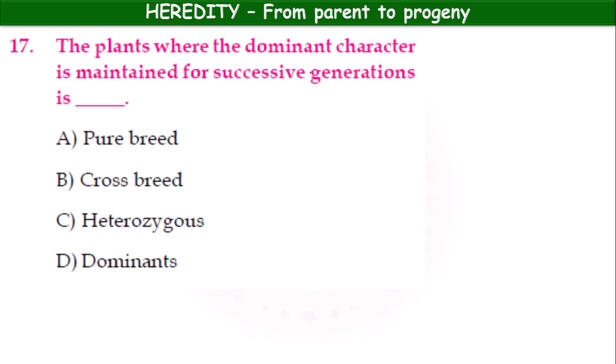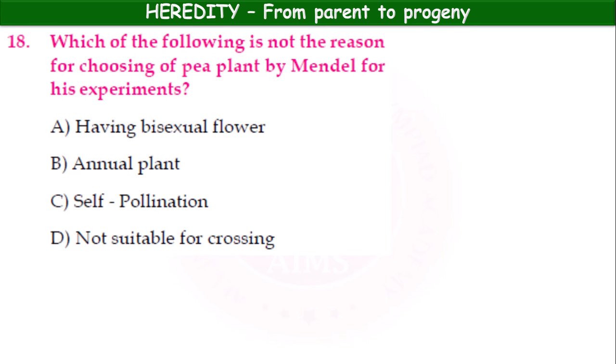The plants where the dominant character is maintained for successive generations is pure breed, crossbreed, heterozygous, dominants. Which one? Pure breed. Capital T, tall, small t, that is dwarf. Capital Y, yellow, small y, green. So, they are pure breed plants.